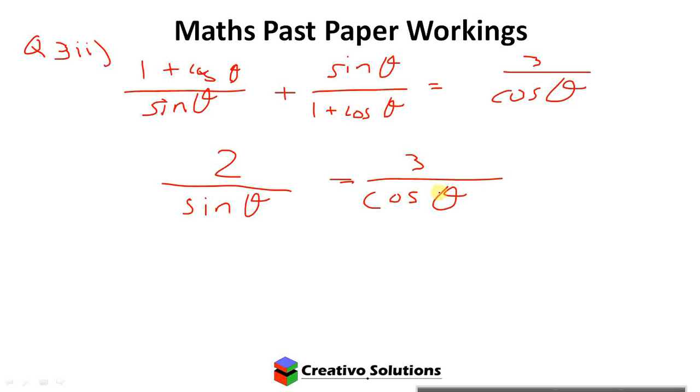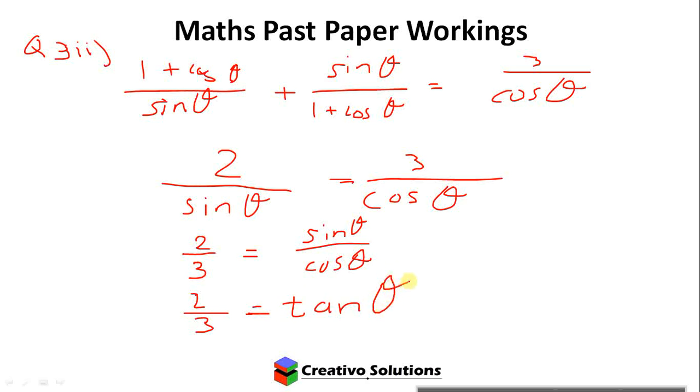Okay, so when you have something like this, what must you do? Take everything to one side. So I'm going to take the sine to the right, and I'm going to take the 3 to the left. So I'm going to get 2 over 3 equals sine over cos. Okay, do I know what sine over cos is? Yes, I do. Sine over cos is tan. That's your identity that you can study or remember, and then I just write that down.